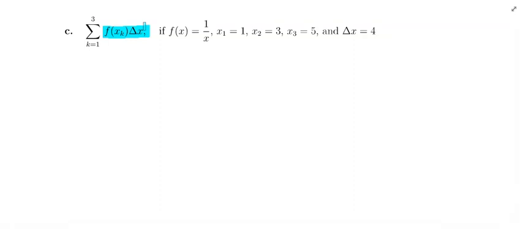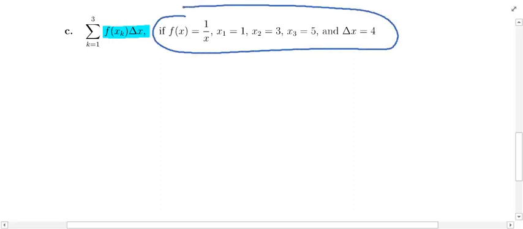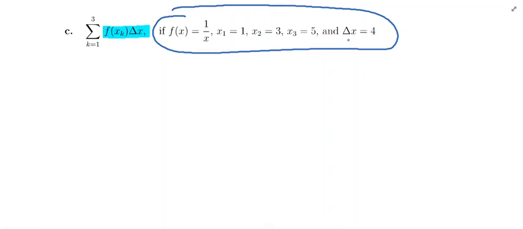It's even stranger than part B. It's f of xk times delta x. Again, you've got this information out to the side that you're going to have to use. If you notice, we've got a function involved this time. f of x is equal to 1 over x. Then we're told the value of x1, the value of x2, the value of x3, and the value of delta x. This specific notation that you're seeing in part C here, this is something you're going to see at the end of Calculus 1, where you start first working with sequences and series.